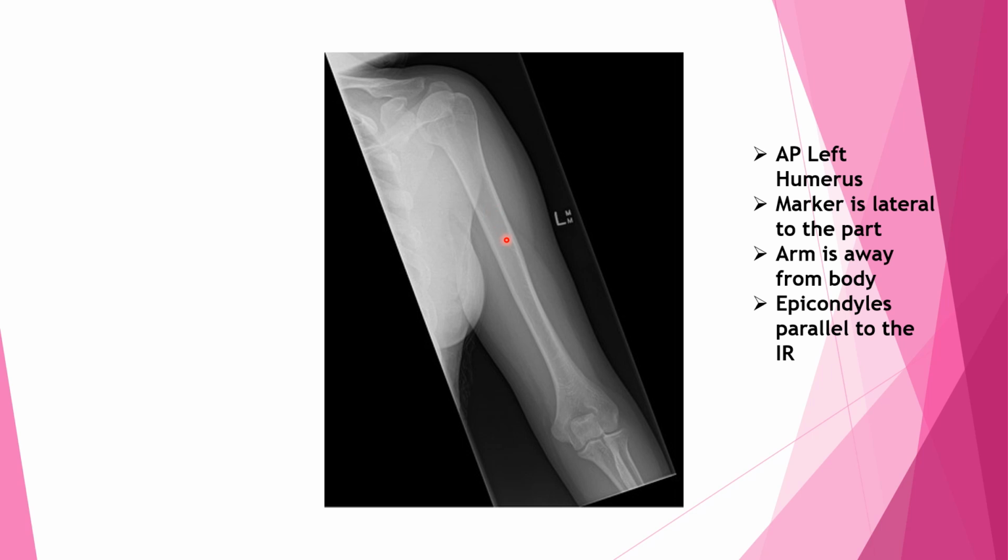Okay, the arm is pulled away from the body, and the medial and lateral epicondyles would be parallel and equidistant from the IR. You definitely have the joint space and some anatomy beyond, and you've got elbow joint, and then you have shoulder joint with anatomy beyond, which is excellent. We can see soft tissue on this. We can see trabecular patterns in the bone. This is a very good AP humerus.